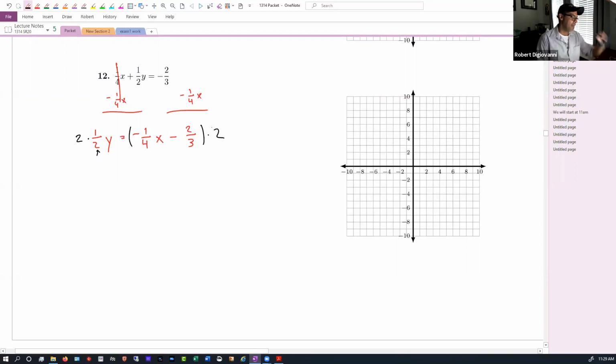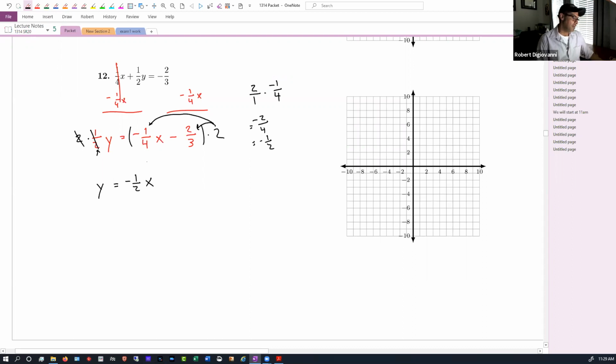And I have to have that in parentheses so the 2 distributes. So the 2 and the 1/2 are going to go away. I'll just get y. And then we distribute through here. Now I'm only going to show the first one. I'm doing 2/1 times negative 1/4. So that's that first multiplication. And that's going to give me negative 2/4, which reduces to negative 1/2. So I'm going to wind up with negative 1/2 x.